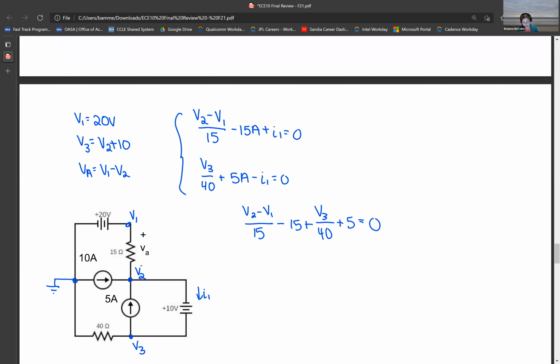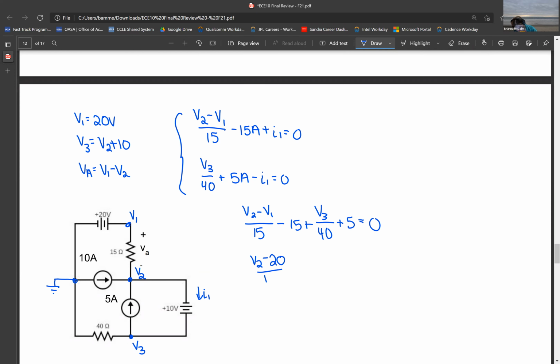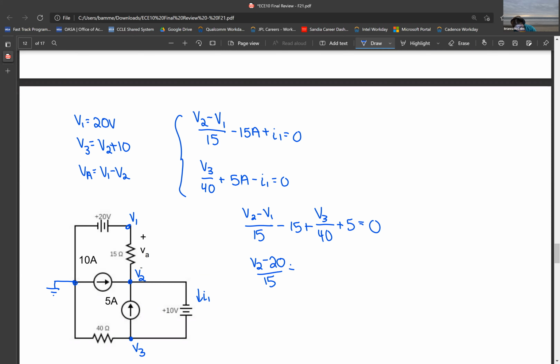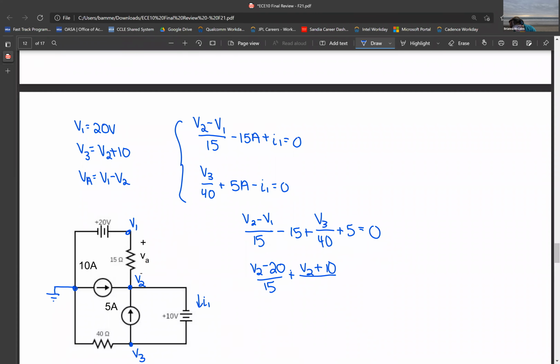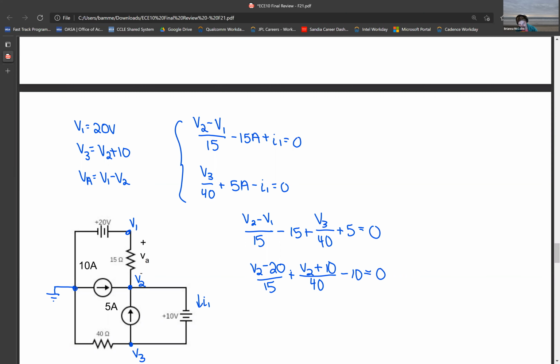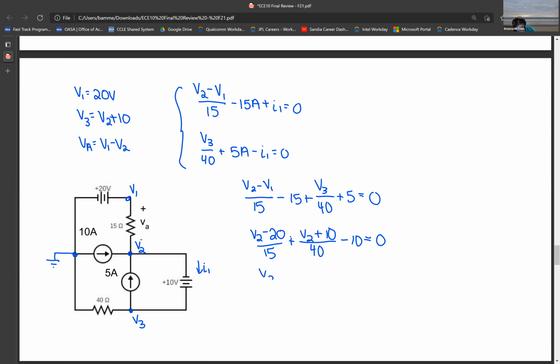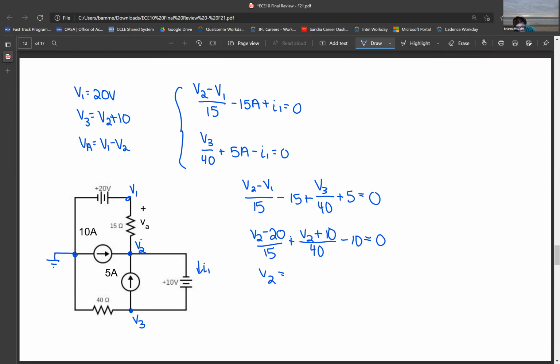Now we have a single equation and we have a couple of expressions for V1 and V3 in terms of V2 and a constant. And so we can plug these in and combine like terms. And now we have an equation with one variable. And so if you solve this equation, I'm just skipping some algebraic steps, you'll get that V2 is 120.91 volts.